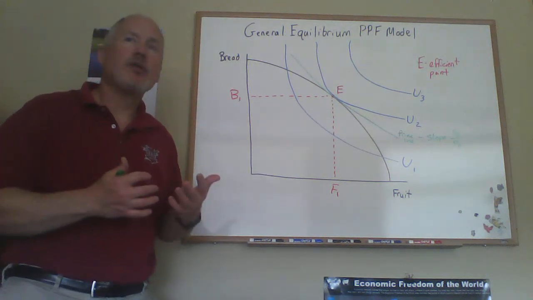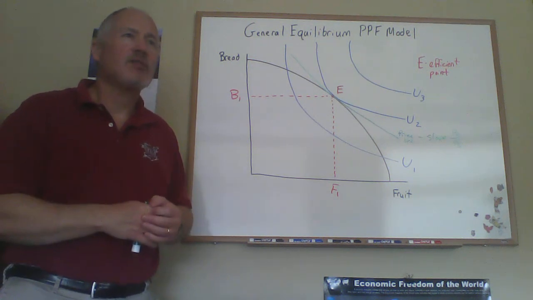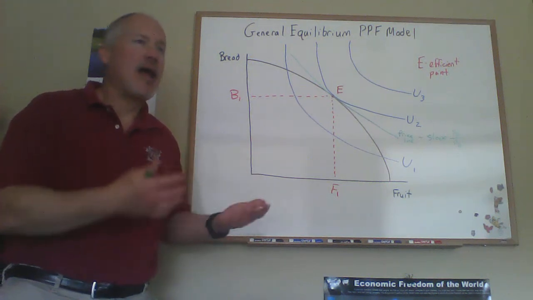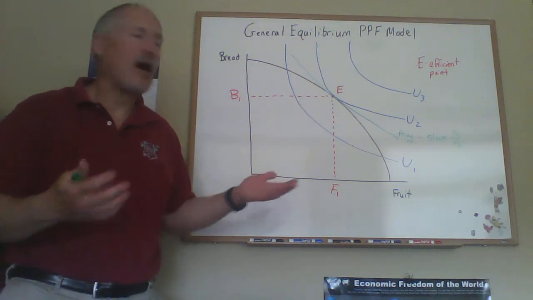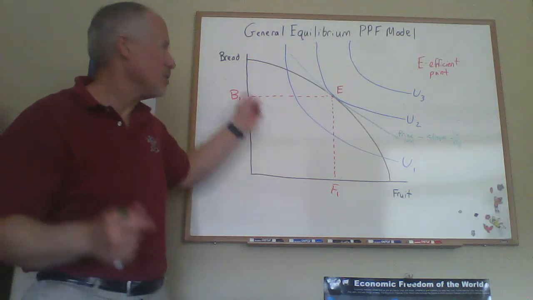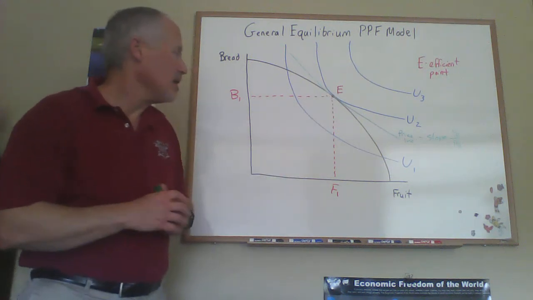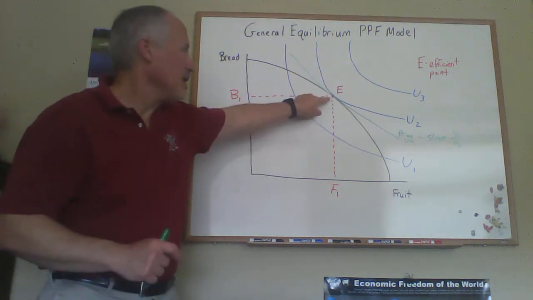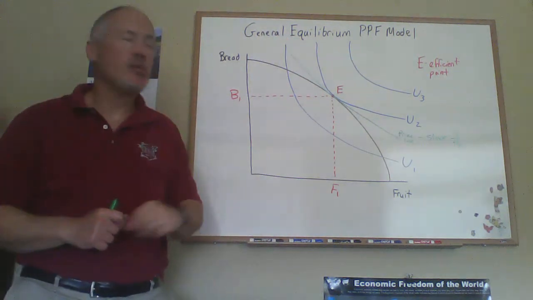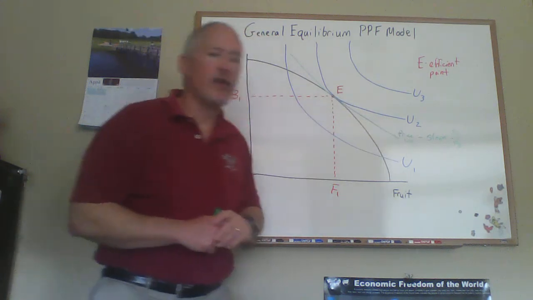And that's really what we need to have for a full general equilibrium. It comes down to consumers having to maximize their utility, and producers having to maximize profit, which in this case would be the market value of the bread and fruit that they could produce. And that turns out to be at point E as well, along with this price ratio. So the competitive equilibrium is the point plus the price ratio.